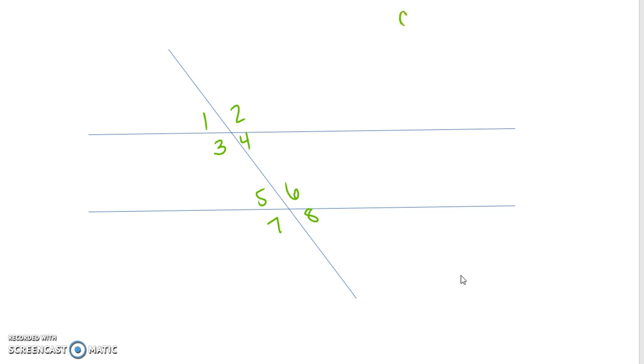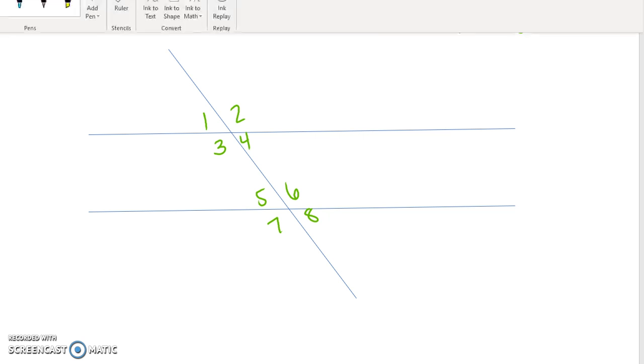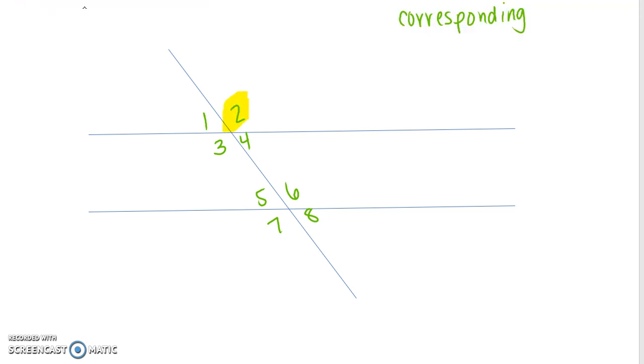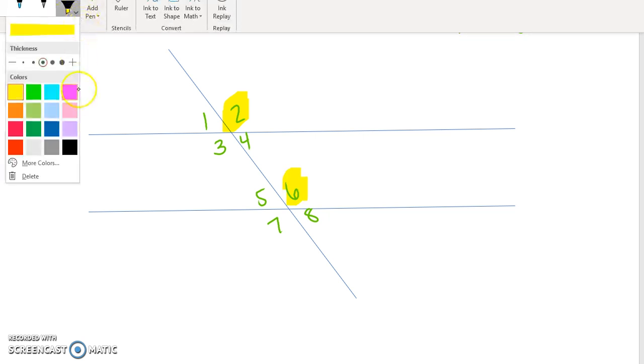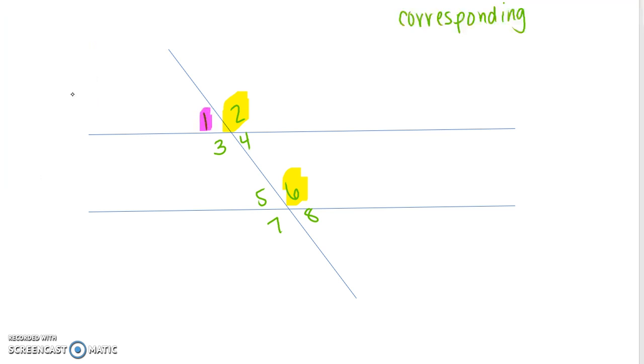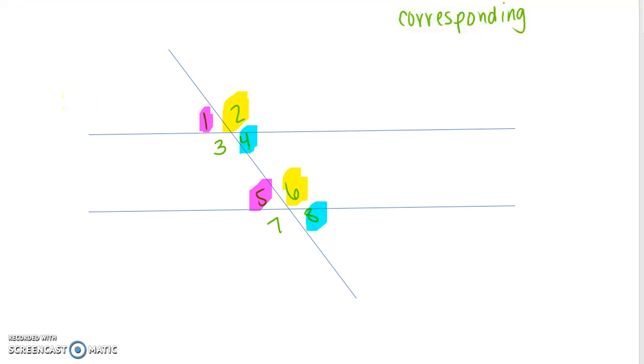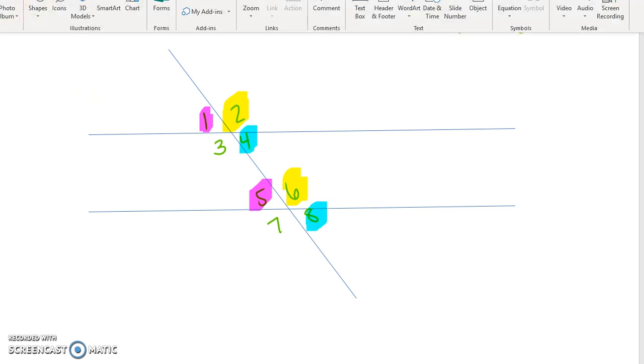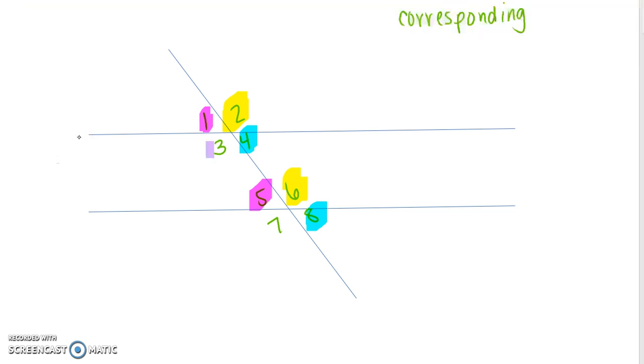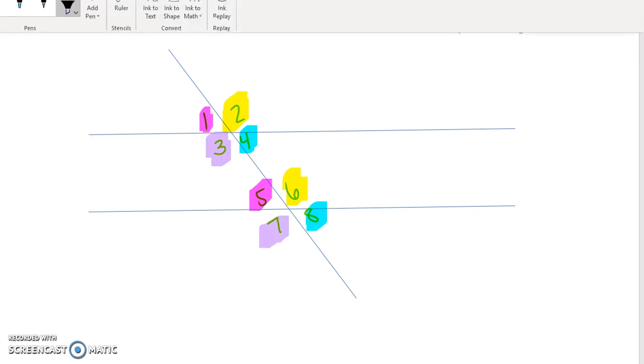Okay, so let's first talk about corresponding angles. Corresponding angles are those angles that jump over each other. So let me go ahead and highlight these. Corresponding would be 2 and 6. Corresponding would also be 1 and 5. Corresponding would also be 4 and 8. Corresponding would also be 3 and 7. So those are your corresponding angles.